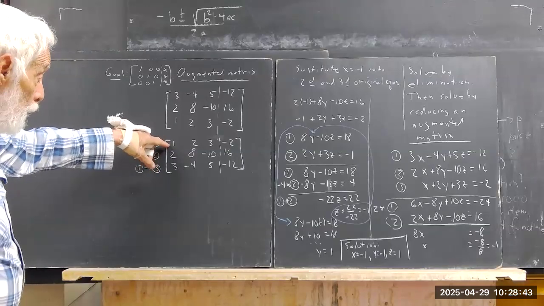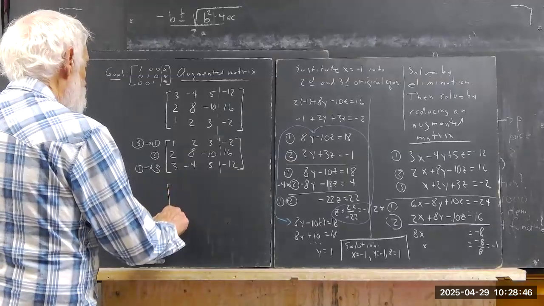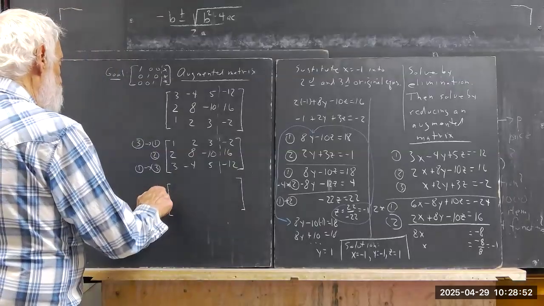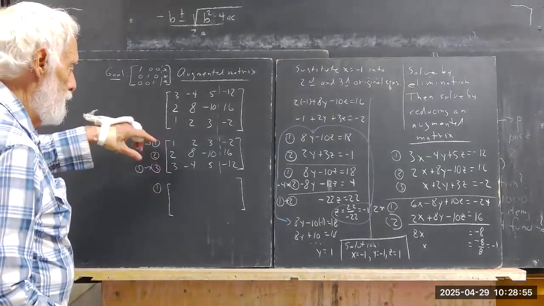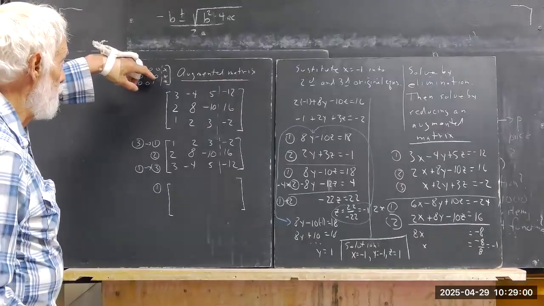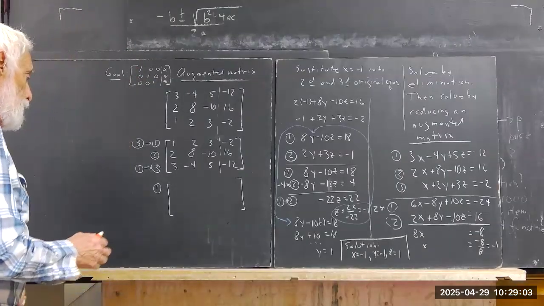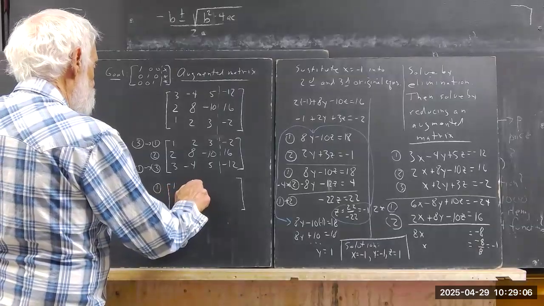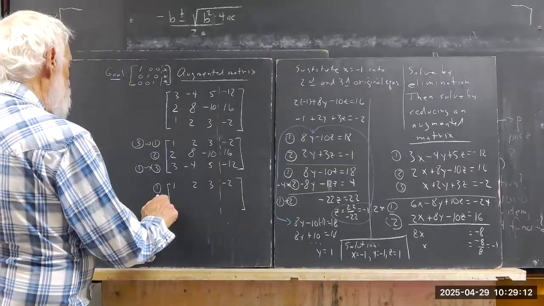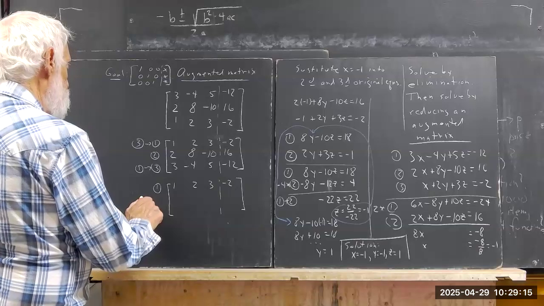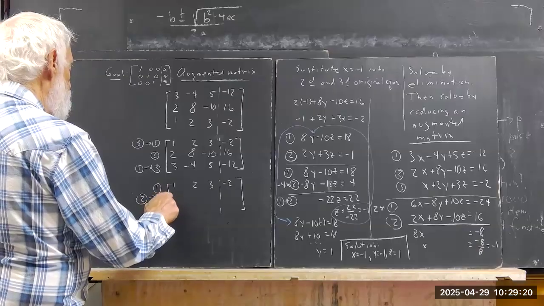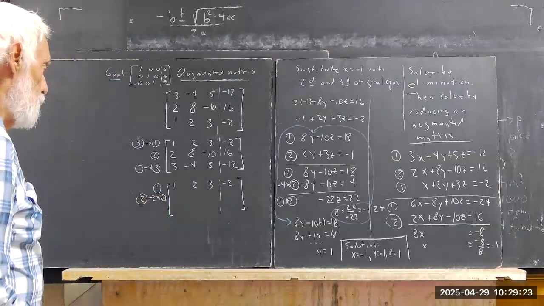Once I have 1 here, I can get my zeros here very easily. Write down row 1. I'm never going to change row 1 until I've got 1s here, here, and here, and zeros down. We'll see how that works. So row 1, I'm just going to write down. Row 2 is going to become row 2 minus 2 times row 1.